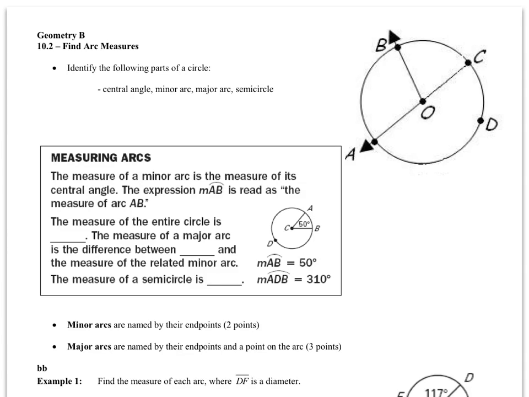Hi class, this is lesson 10-2, find arc measures. So we're first going to look at some vocab. It says identify the following parts of a circle. First it says central angle. So I'm going to put underneath this what the definition is.